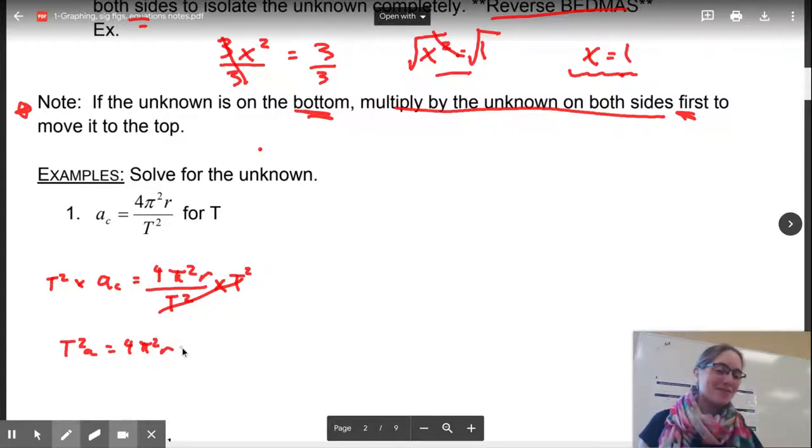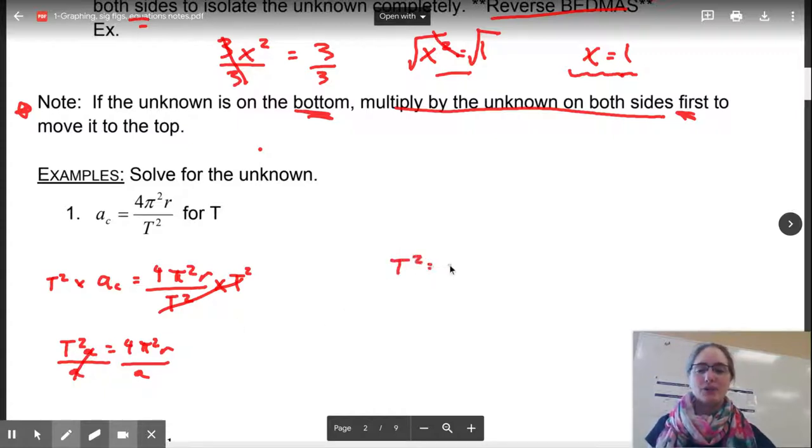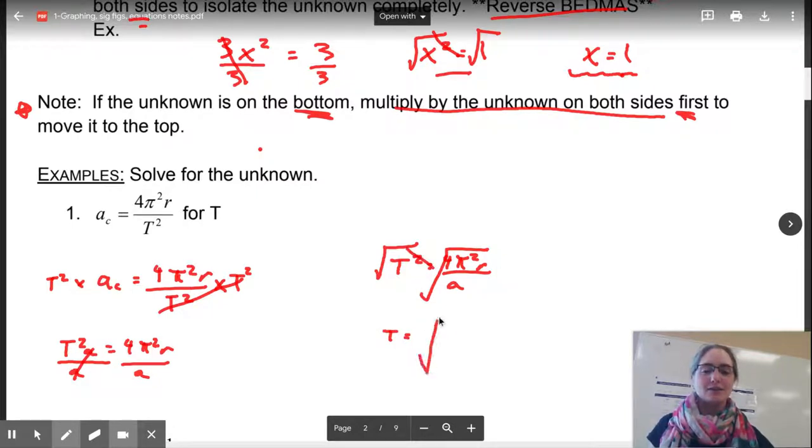Now I can rearrange to isolate t. T is now on the top. So divide both sides by a, that cancels, and I am left with t squared is equal to 4 pi squared r divided by a. Well, I need to deal with the square, so I'm going to do the opposite of squaring, which is square root, and I'm going to be left with t, and that cancels, is equal to the square root of 4 pi squared r over a.